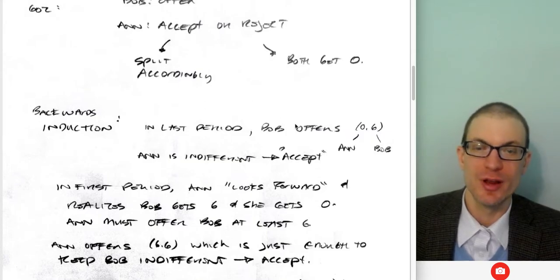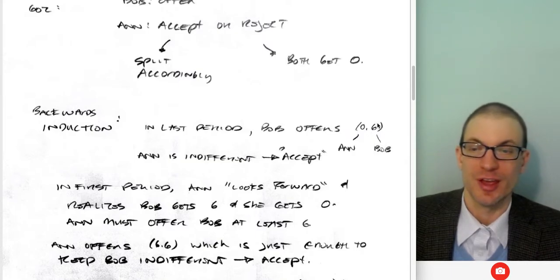In the last period, Bob's going to offer Ann nothing, and Bob's self 6. Ann is actually indifferent and will accept, because 0 from being offered 0 is the same as 0 from rejecting.